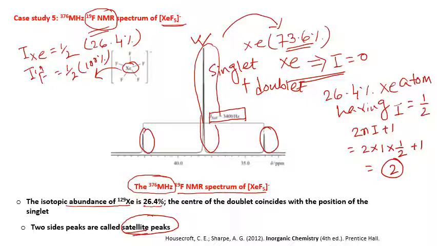So in this 19F NMR, you can see there are many more things to understand. One is that the central singlet line appears because of the fluorine atoms that are non-interacting with the xenon atom, because most of the xenon atoms, 73.6%, have I equal to 0. They give this single line spectrum. The remaining 26.4% xenon atoms, which are NMR active with I equal to 1/2, split the fluorine signal, giving this doublet spectrum, and these two side peaks are called satellite peaks.